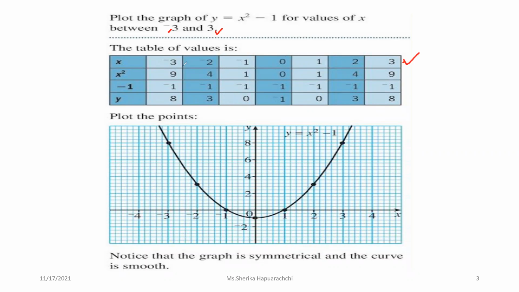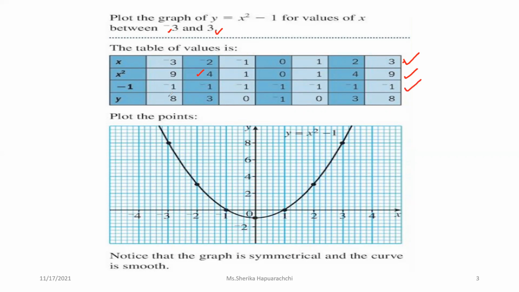My second row, x squared. So -3 into -3, it is 9. -2 into -2, it's 4. Like that, you can get your next row as well. The first one is the x value, then the x squared value. After that, according to the equation, y equals x squared minus 1, so you have to include this -1. That is my next row.